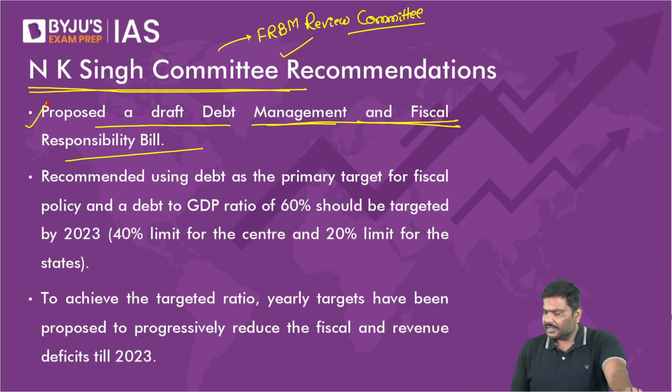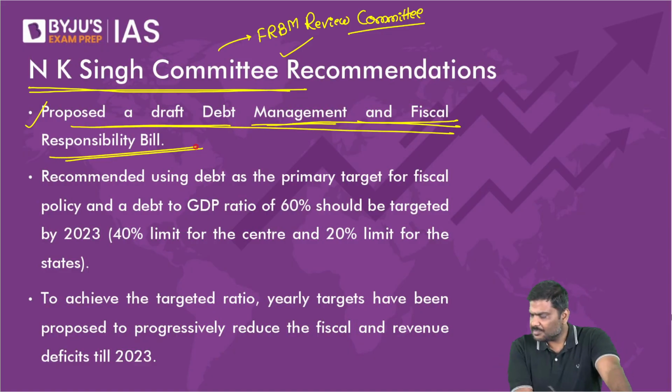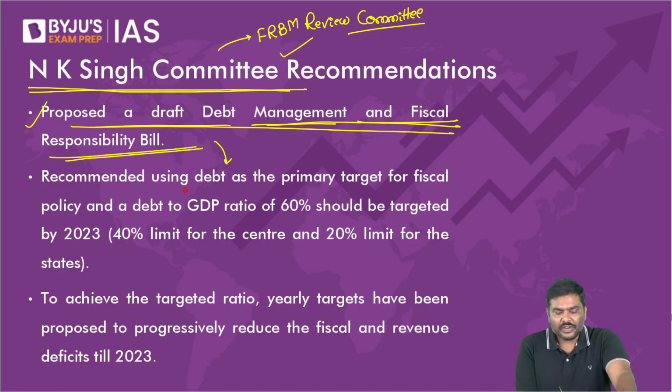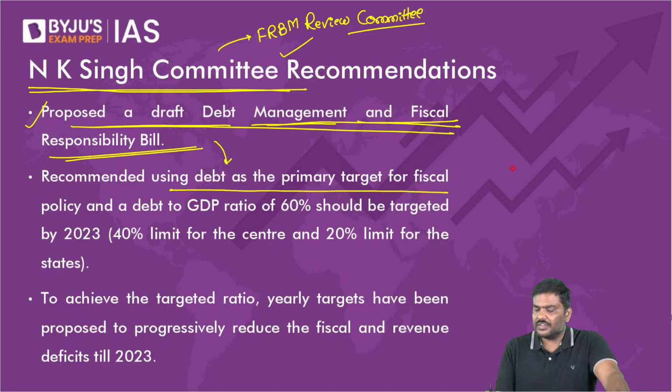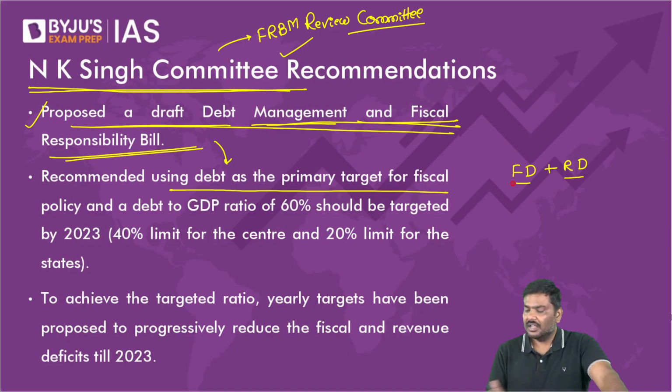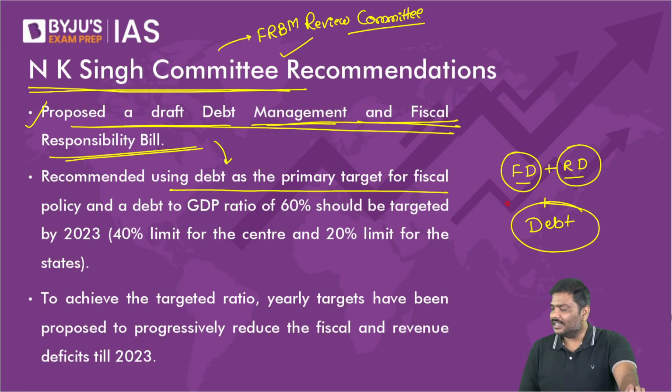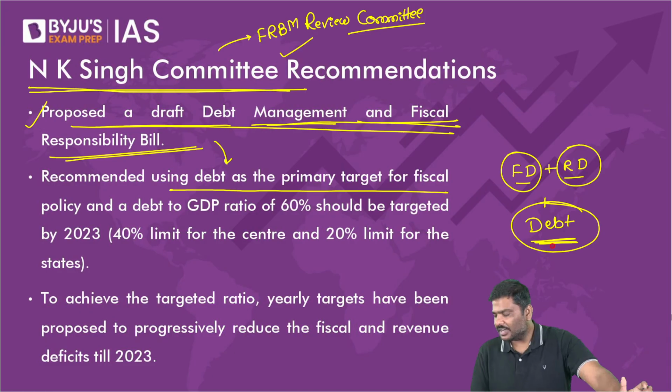Let's start. They proposed a new debt management and fiscal responsibility bill. Now, what are the important changes? What are the important things they have recommended? First one, they have recommended that rather than targeting only the fiscal deficit and revenue deficit, we should also target debt. We should also target the debt of the government of India.